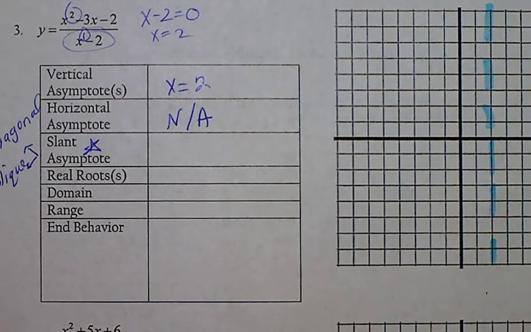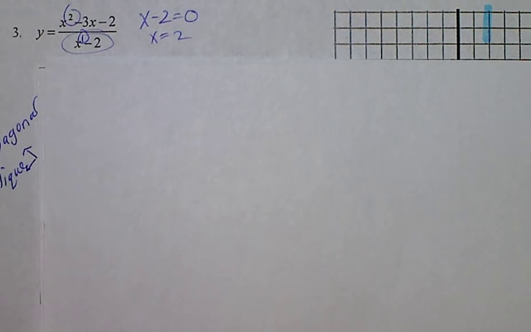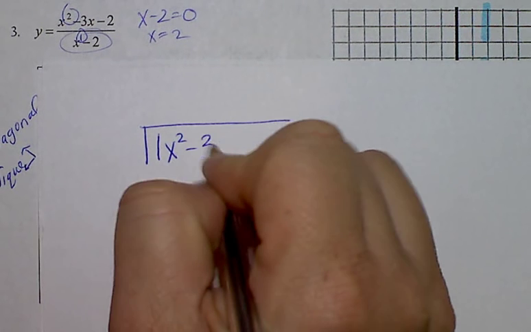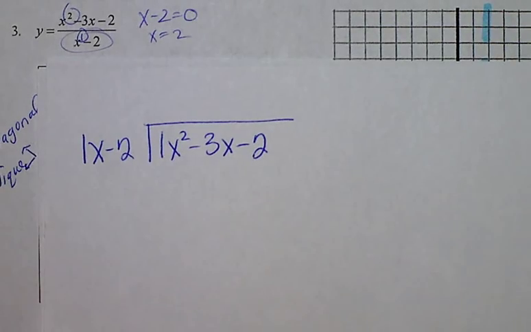Okay, now slant asymptote. This is where I asked you today to take a second piece of paper at the beginning of class. The top polynomial that you see is going to go on the inside. The bottom polynomial is going to go on the outside. You'll need room to do this, more room than is provided on the paper I gave you. Okay, so how do we do this?